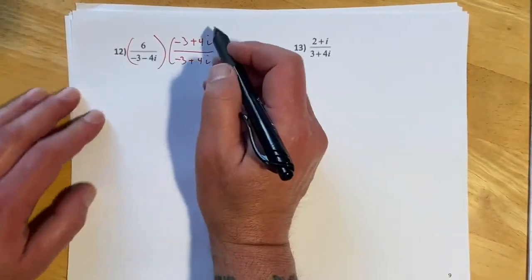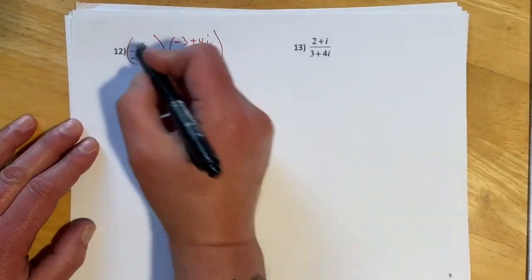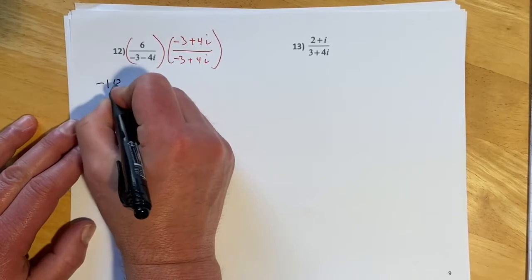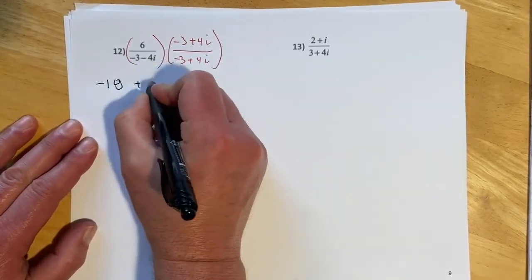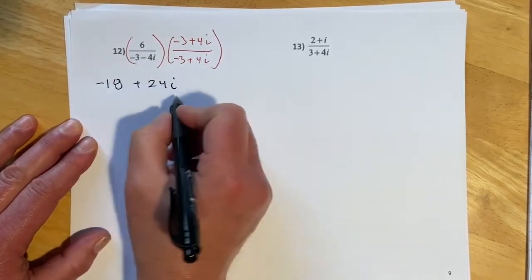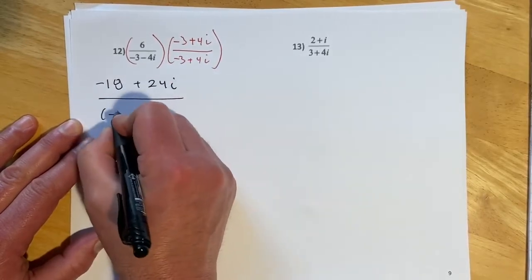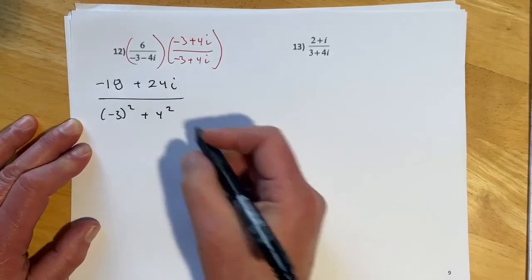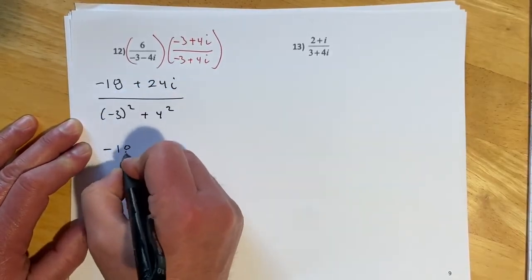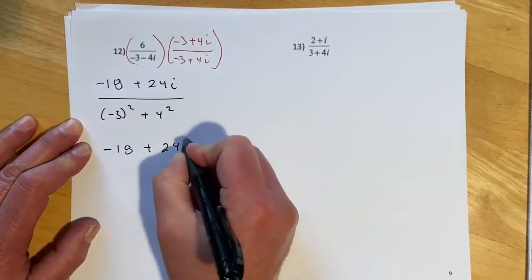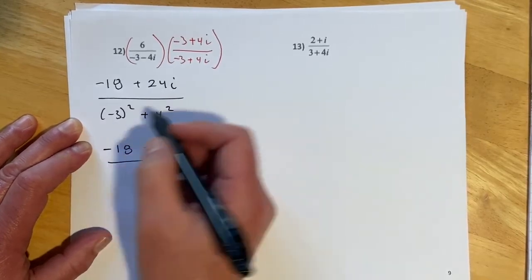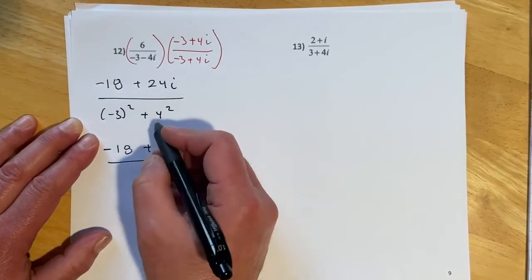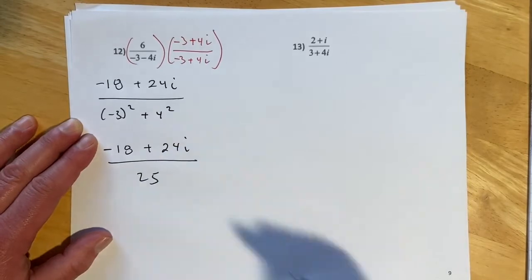And then from there, very similar. So we would be going 6 times negative 3 for negative 18, and then times 4 for plus 24i. And then the denominator, it'll be negative 3 squared plus 4 squared. And that will be negative 18 plus 24i over, that would be 9 and 16, so 25.